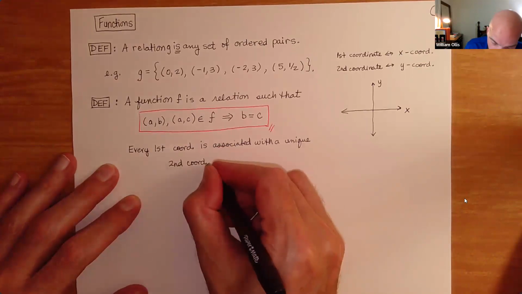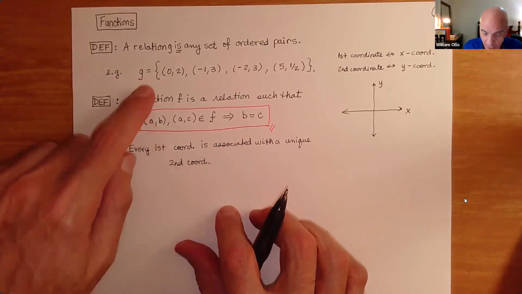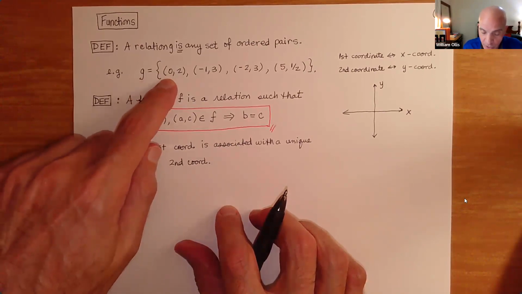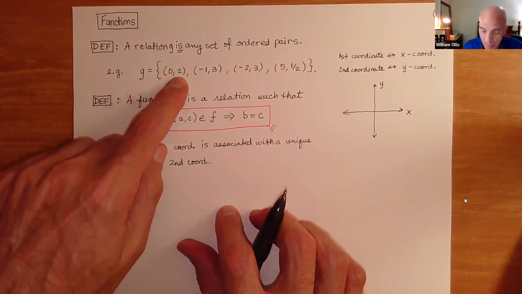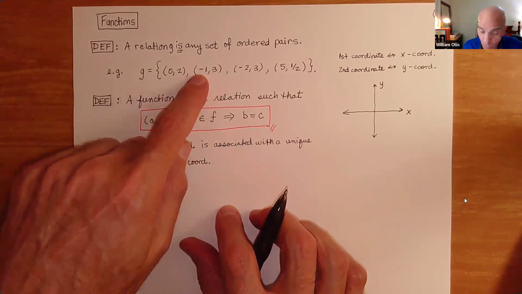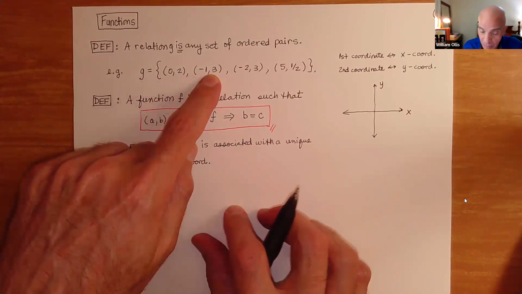So if we look at our relation G, we see 0 is associated with 2. That's good. -1 is associated with 3. That's good.